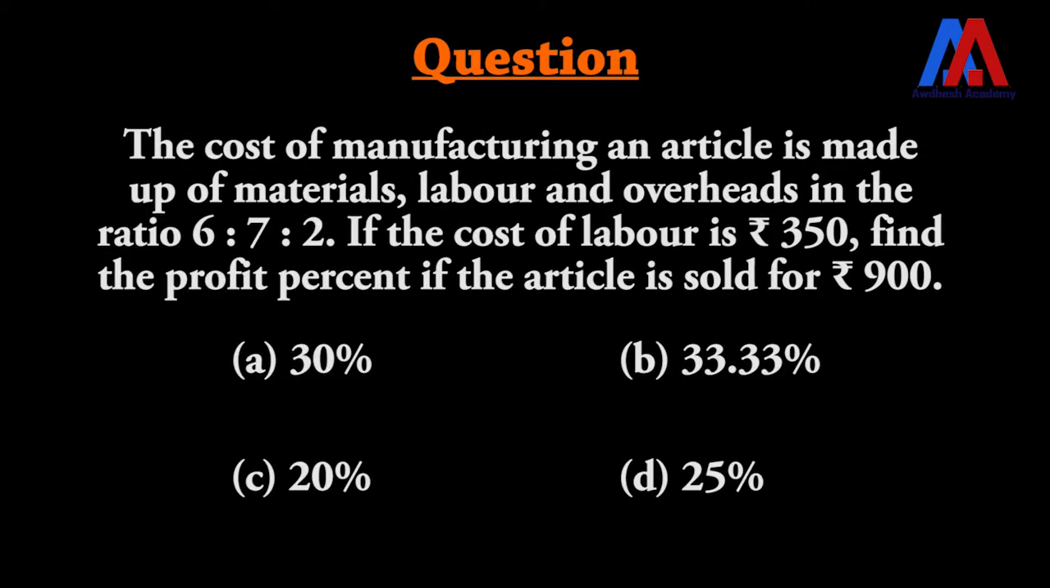The cost of manufacturing an article is made up of materials, labor and overheads in the ratio 6:7:2. If the cost of labor is rupees 350, find the profit percent if the article is sold for rupees 900. A 30, B 33.33, C 20% and D 25%.